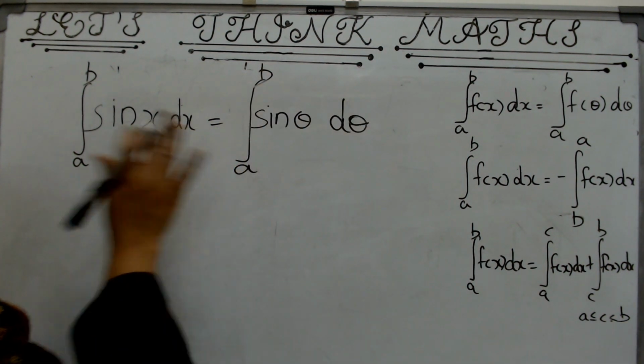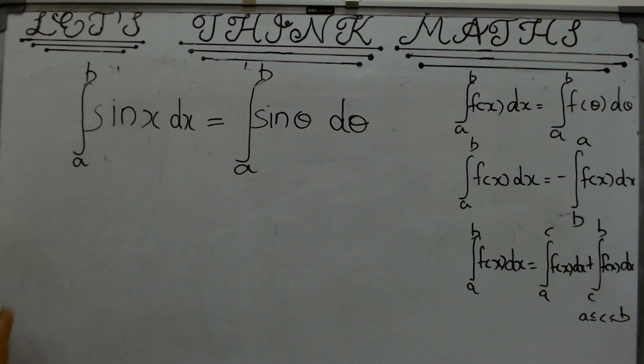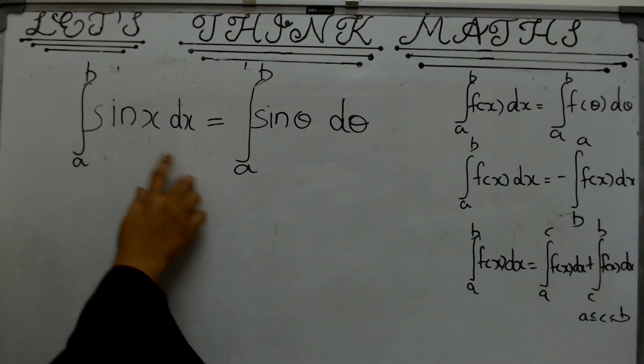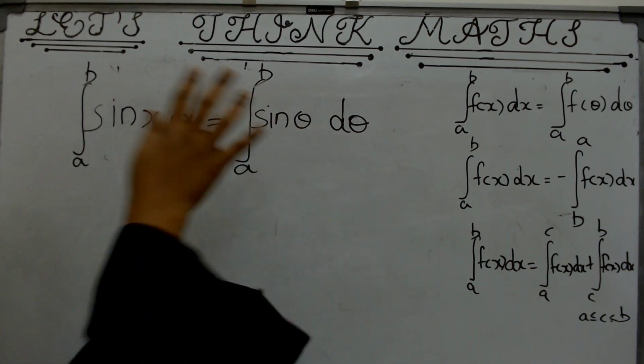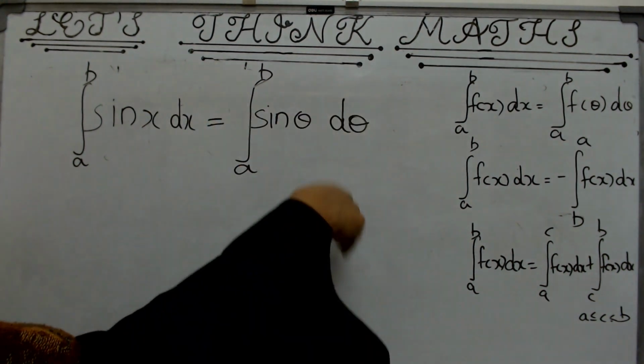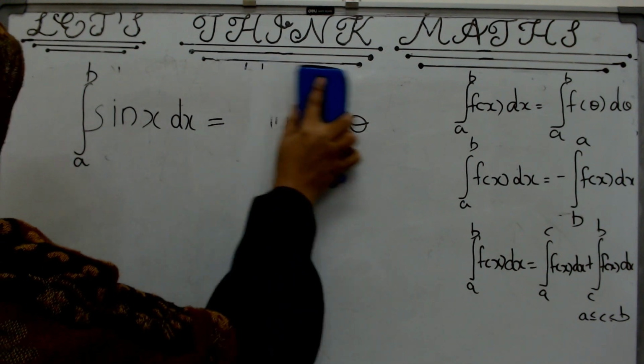This is what your first property says. These two will be equal. That means if your function is the same, if your limits are the same, then the variable does not make any difference. Be it sin x or theta or r or m or whatever. If the function and the limits are the same, then the variable does not affect the integration. This is your first property.